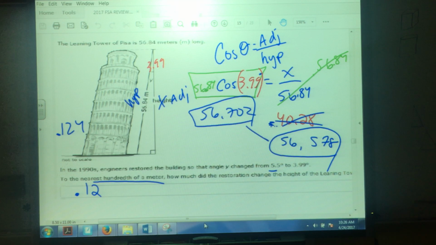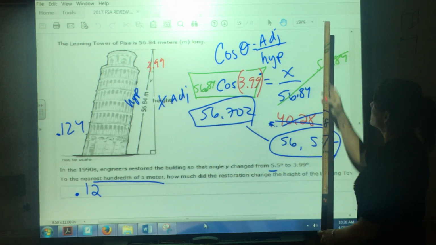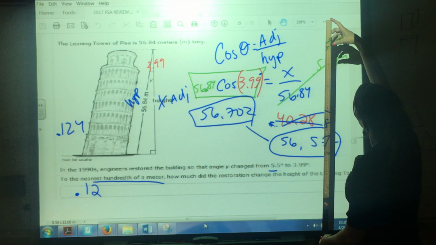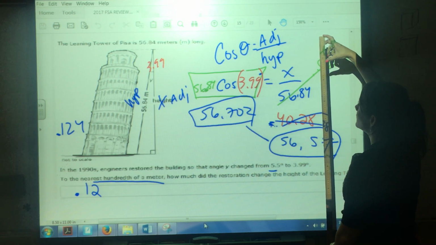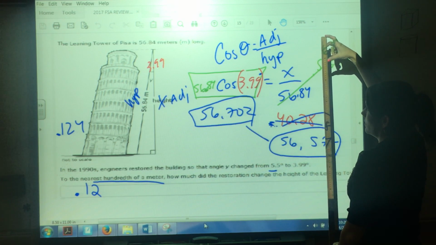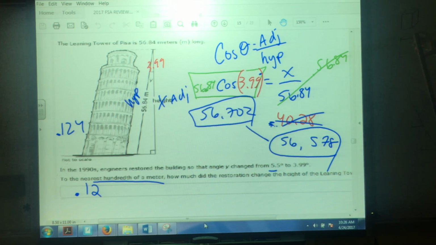Where's my meter set? 0.12 for the meter? So they changed the height of the building that much? Probably cost a lot of money. I'm sure. What was it? Was it just crush? I don't know. Something I need to Google.